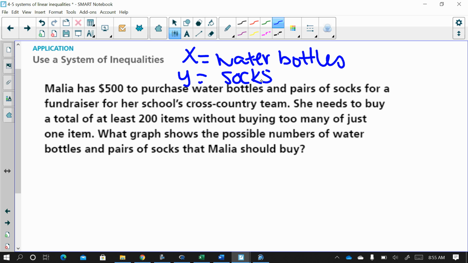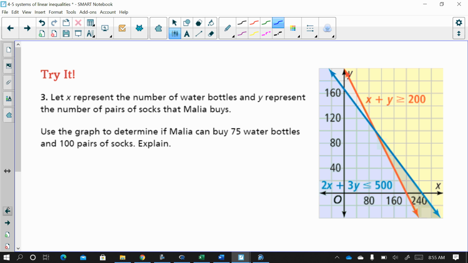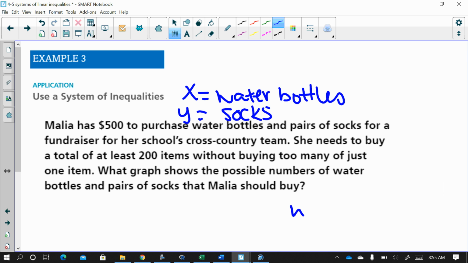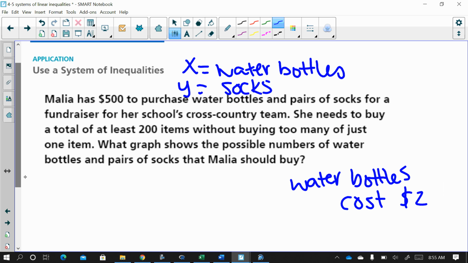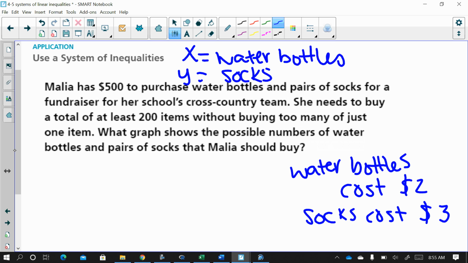Okay, so the first thing I need to talk about, I forgot part of this. Okay, so it tells us that water bottles cost $2 and socks cost $3. Apologize, I did not have that on my slide beforehand. Okay, so there's that little bit of information.